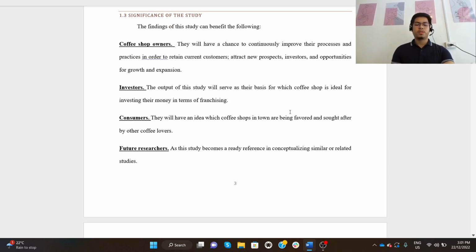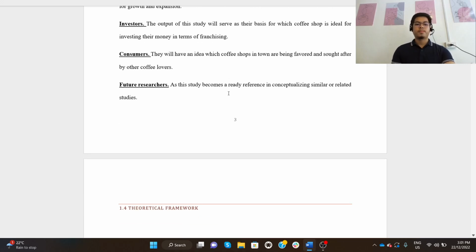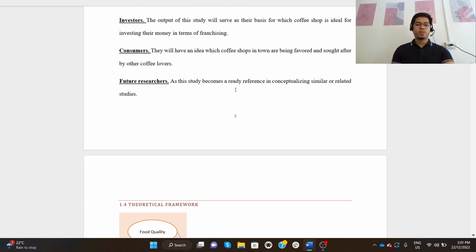Second, we have investors. The output of this study will serve as their basis for which coffee shop is ideal for investing their money in terms of franchising. Third, we have the consumers, of course. So they will have an idea which coffee shops in town are being favored and sought after by other coffee lovers. And we have the future researchers. So as this study becomes a ready reference in conceptualizing similar or related studies, they will be using this for future references.